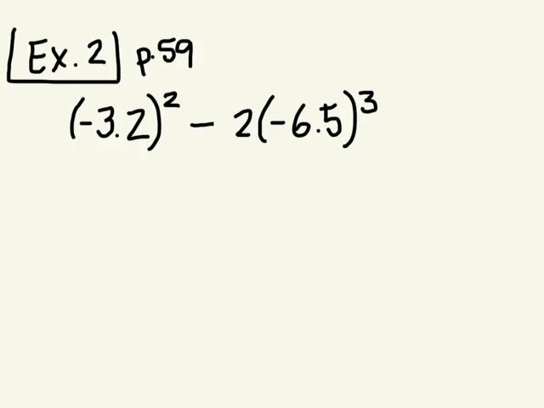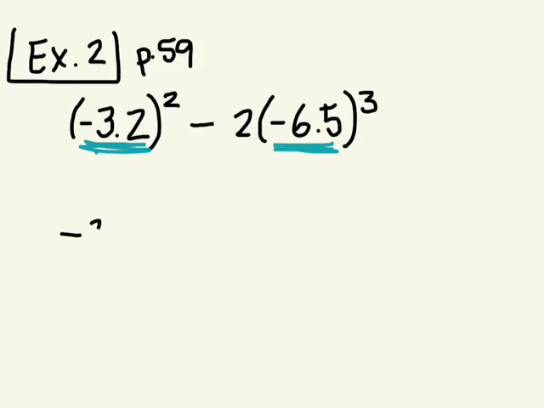So in this example, the base of each of the powers is a negative number. So we have negative 3.2 to the power of 2, and we have negative 6.5 to the power of 3. We're going to look at what happens when the base is negative. Okay, so I want you to try this actually before we do that question.